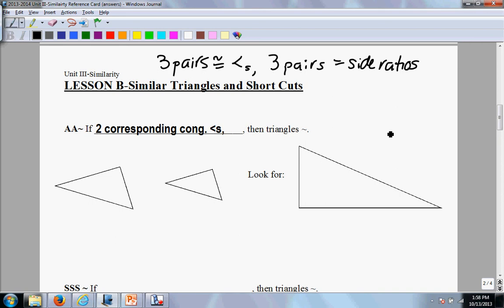If you have 2 corresponding congruent angles, then the triangles are similar. If we had 1 pair of congruent angles and another pair of congruent angles, 2 pairs of congruent corresponding angles, corresponding meaning the same position, we would say these triangles are similar. Same shape, different size.